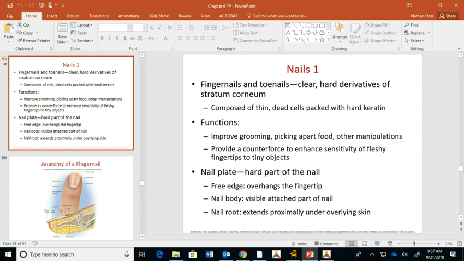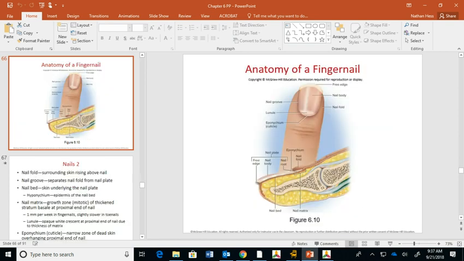Okay, sorry. There are some terms here. With the nail body itself, you've got the nail fold where the skin actually comes over. The groove is like the place where you always get those stupid hangnails. The lunule is where the actual cells are reproducing, on the very proximal end of the nail.